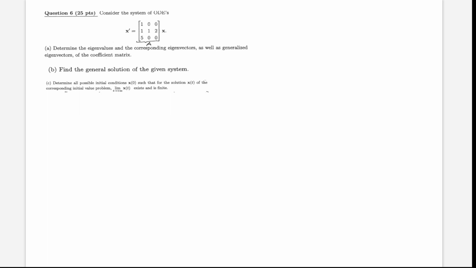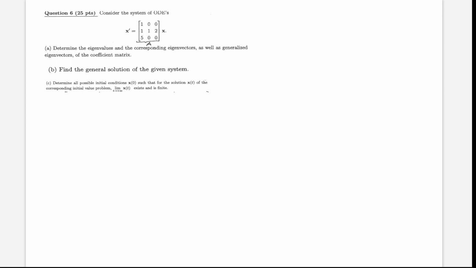Okay, we're going to solve this question as well. In this question, we will see that we will encounter repeated eigenvalues. So let's jump in and solve this question. The first question says find the eigenvalues and corresponding eigenvectors and also the generalized eigenvectors of the coefficient matrix.